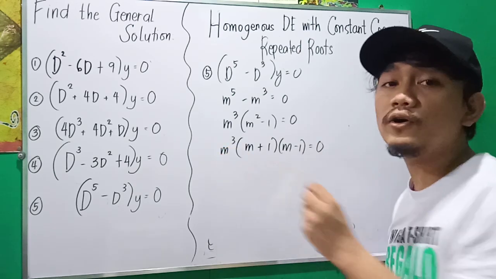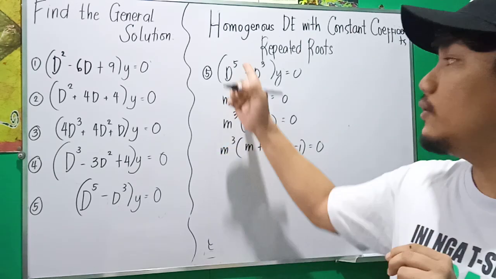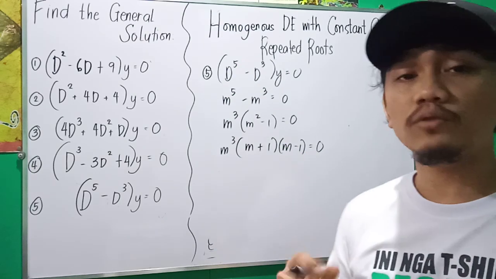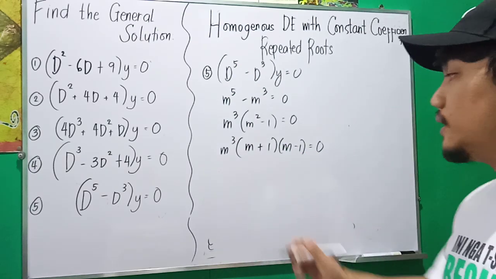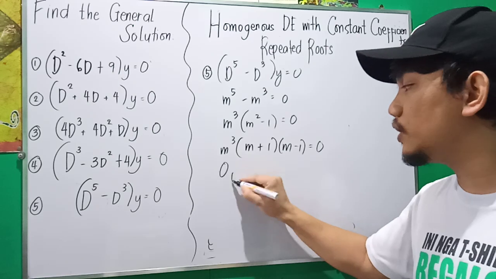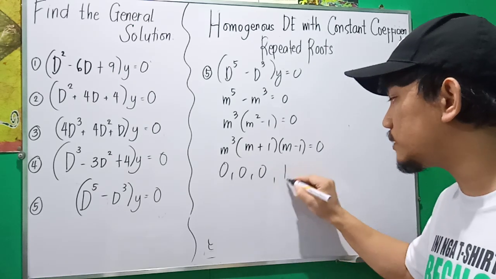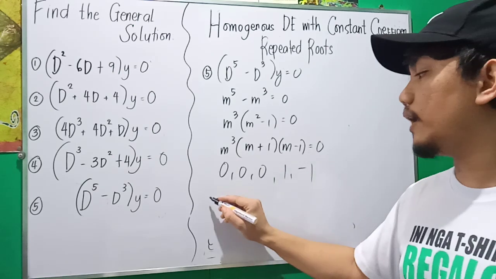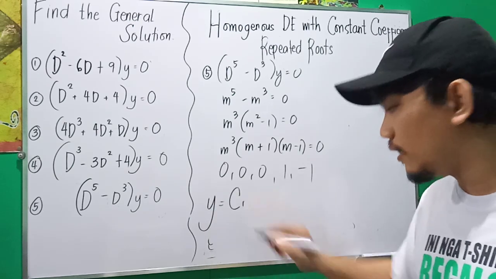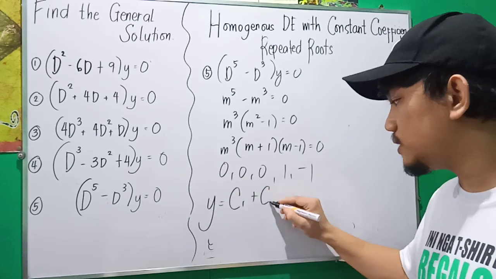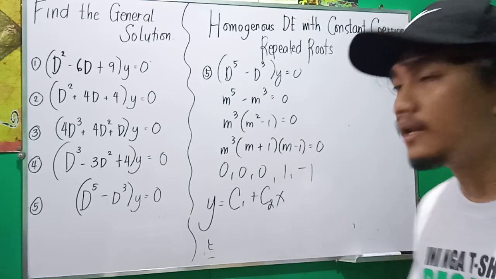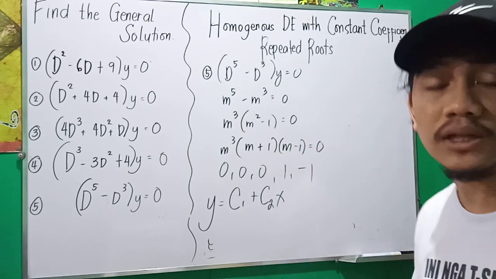Anong degree nito, mga lodi? 3. Anong degree ng pinaka-given natin? 5. So, dapat umabot tayo ng C5. So, that is now, ano yung roots nito? Tatlong 0, tapos isang 1, isang negative 1. So, ano mangyari? That is y is equal to C1 plus C2x. Sir IJ, bakit ganyan? Kasi nga, 0 yan. Diba? Constant agad ang simula natin.